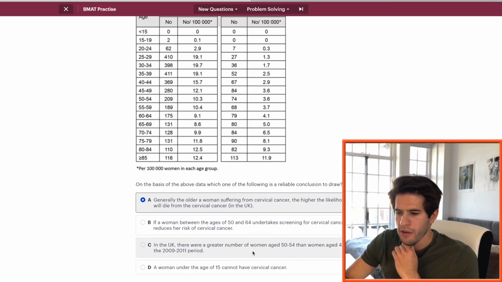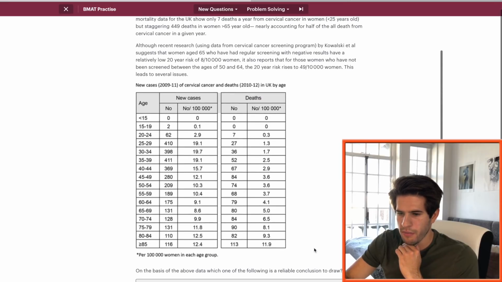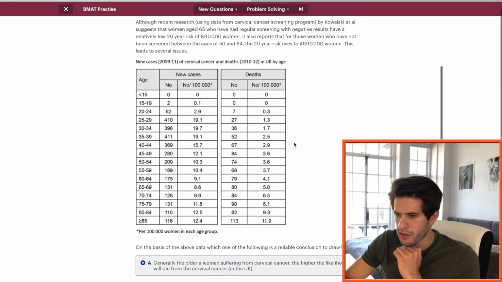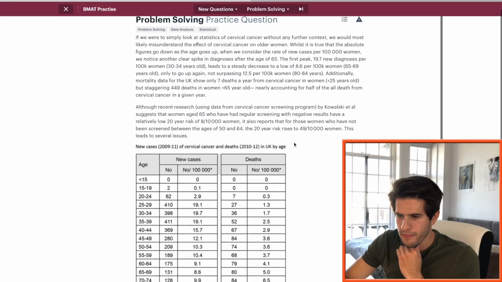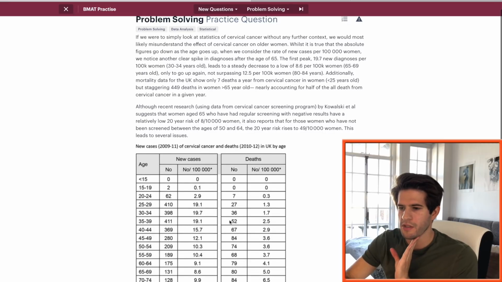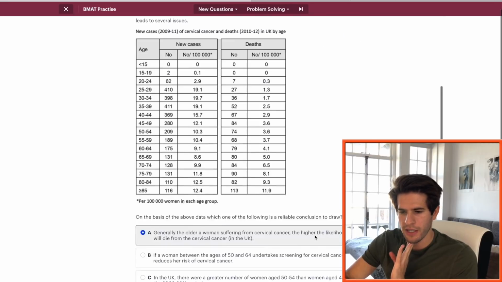In the UK, there were a greater number of women aged 50 to 54 than women aged 45 to 49 in the 2009-2011 period. 2009-2011, I don't think we can tell that from this graph. This isn't about total population, this is about cases of cervical cancer.